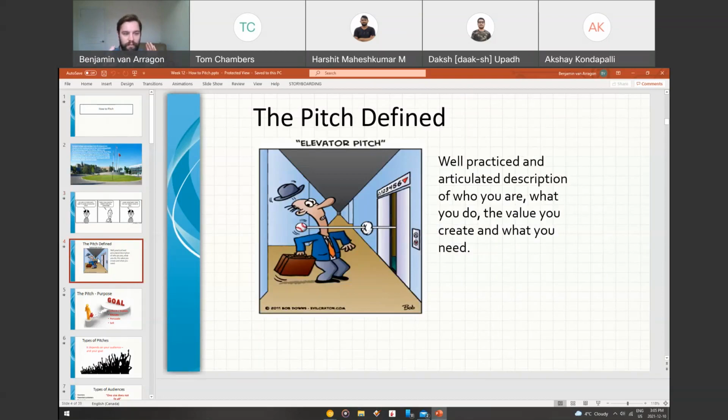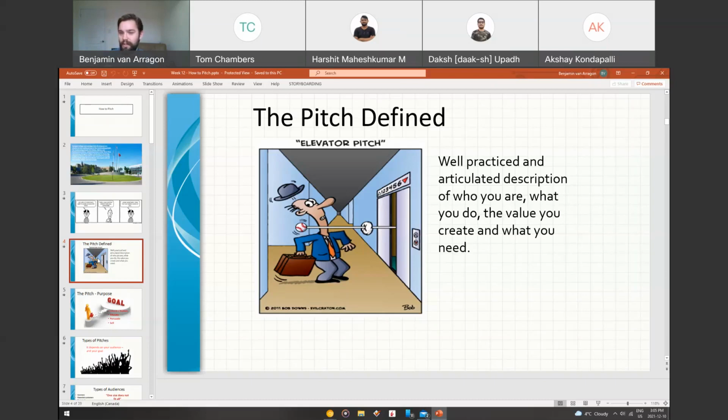And basically, you want a really well articulated description of who you are and your company, what you're doing, the value that you're creating, right? Because that's what they want to see. Whoever you're pitching to, investor, customer, whatever, they want to see what's in it for them. And if you need something, if you're asking for money, right, as an investor, then you need to specify, I'm asking for $5,000 for 10% of my company, and so on.